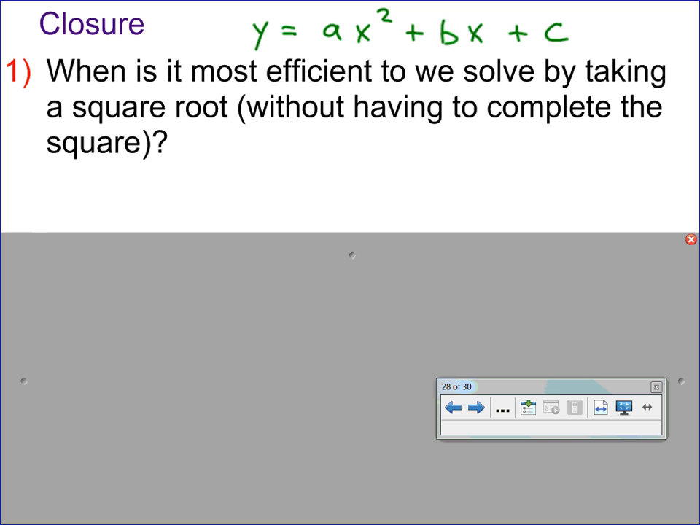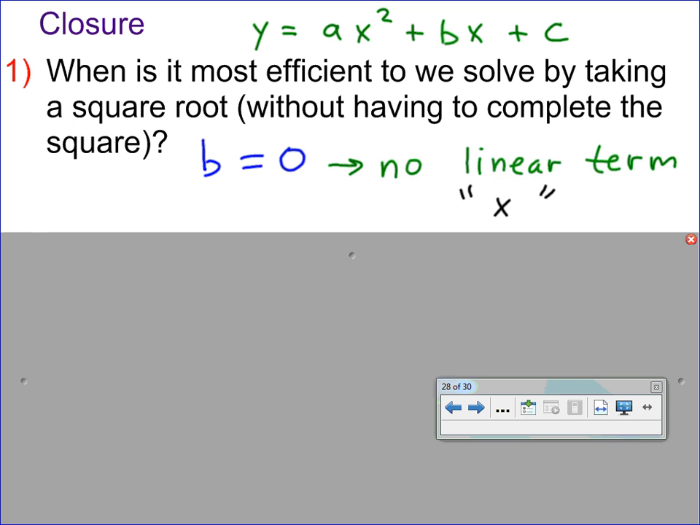Well, that's the same as before. When b equals 0, there's no linear term, so it's appropriate to solve by taking square roots. So that's appropriate when b equals 0. That means there's no linear term to contend with. There's no x term mixed in with our x squared.